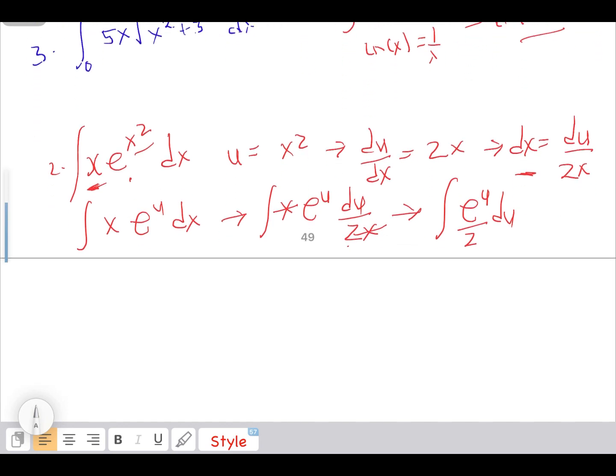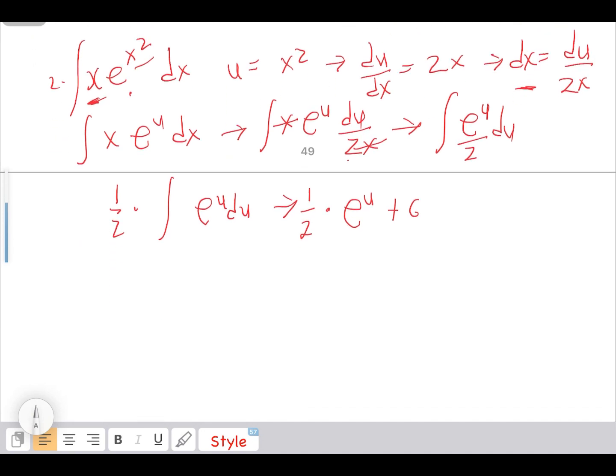So from here, we can bring the constant out, which is 1 over 2, multiplied by the integral of exponent u du. We all know that the integral of exponent u or exponent x is the same function, and therefore we are going to get exponent u plus c. Don't forget that we have a multiplication of 1 over 2.